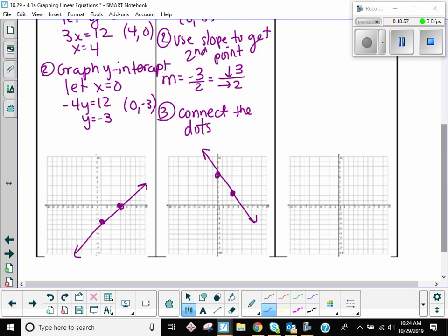And what method was that one called? What did I call it? Standard form. That's if you're given the x and y on one side and a number on the other. The second method is you already have y equals mx plus b. And the third one is kind of like the second one. It just looks a little bit different, but we're still just going to pick a point and find the slope.